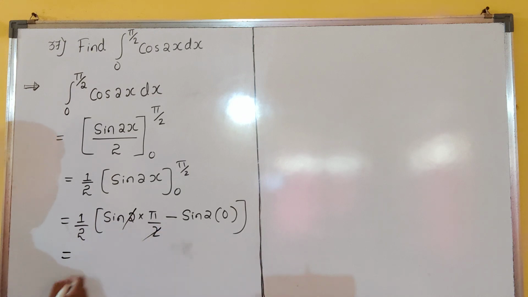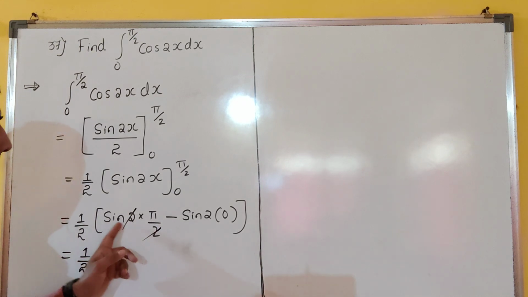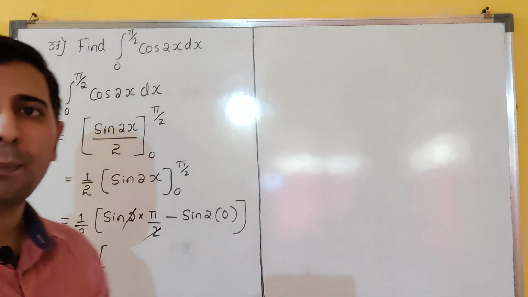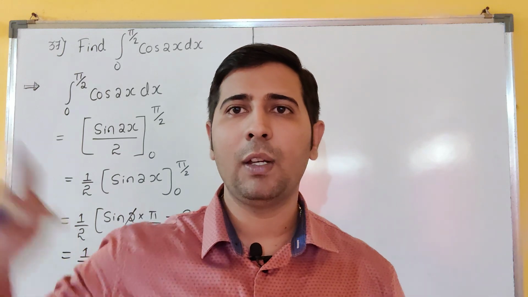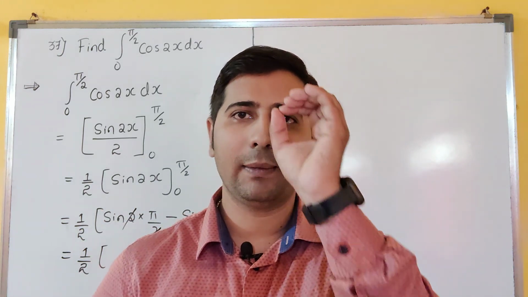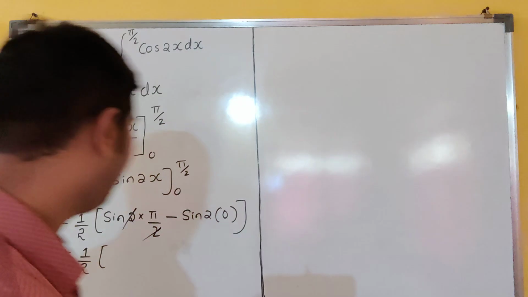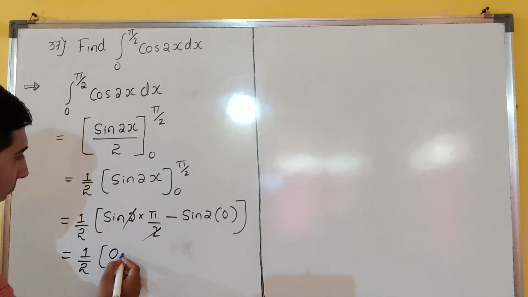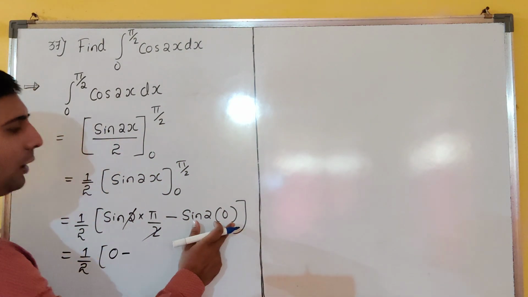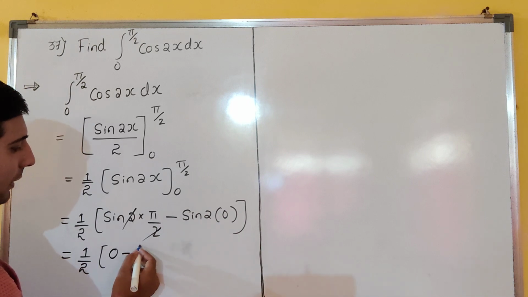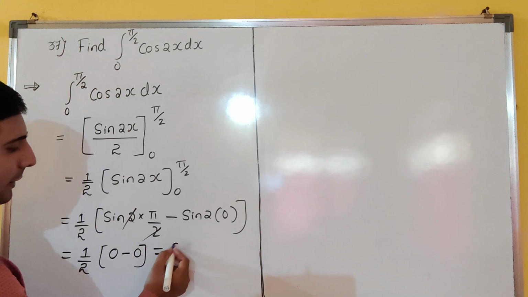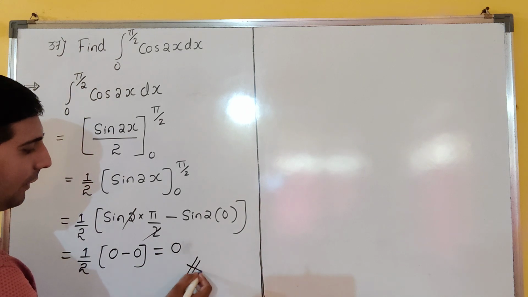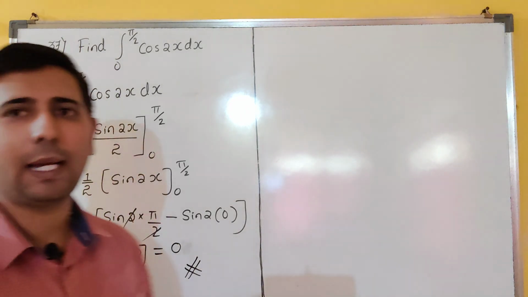So 2 gets cancelled. Sin pi value is how much? Sin pi, how to remember? I have already told you: Teri pi, meri pi, iska pi, uska pi, sabka pi 0 होता है. Got it? So sin pi is 0. Sin 2 into 0 is 0. Sin 0 is how much? 0. 0 minus 0 is 0. 0 into half is 0. So this is our required answer, my dear students.